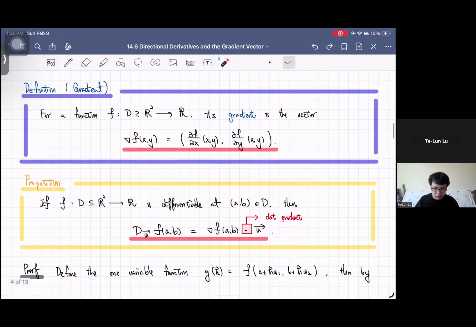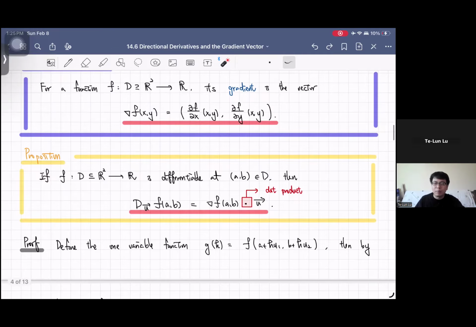So what is this notation used for? The following proposition tells us that if f is a differentiable function at the point (a, b), then we can actually compute its directional differentiation along u by this dot product between the gradient vector and the direction u, right?